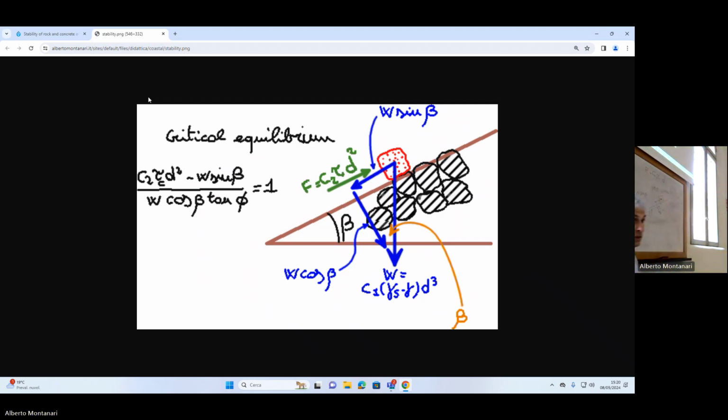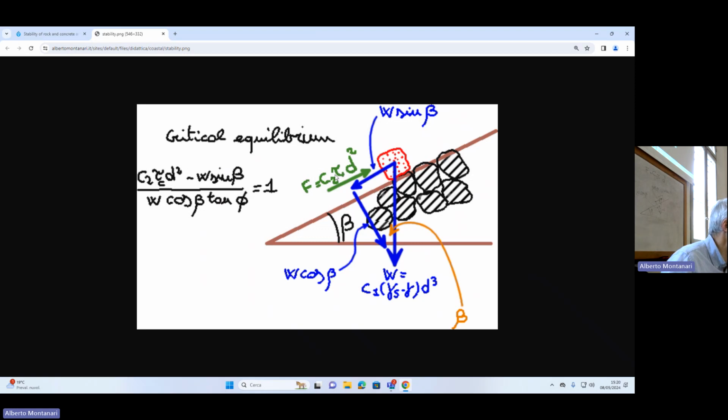Now, let's define the critical situation. The critical situation is given by subtracting these two components, destabilizing components. Why subtracting? Because we assume that F is directed upward. So at the numerator here, we put the difference between C2 tau C d square and, sorry, here there is a tau C and here there is only tau.